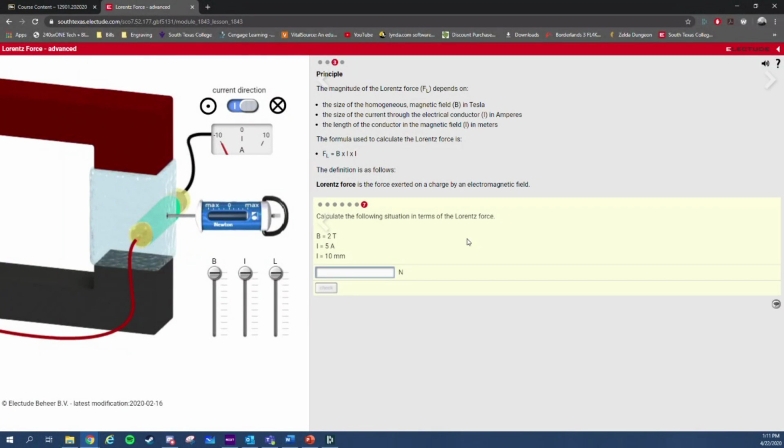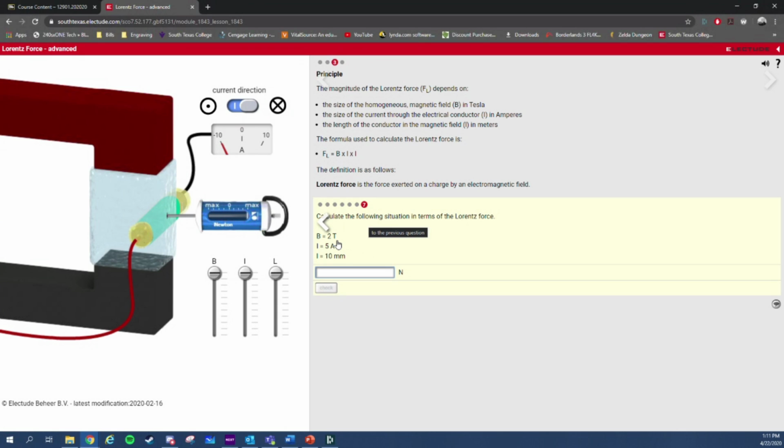Correct. So calculate the following situation in terms of Lorentz force. B equals 2. That's the one I was talking about. Okay. But John was right. So if you look at this, the formula would be FL, wait, hold on. FL equals B times I times L. BIL, okay, BIL.